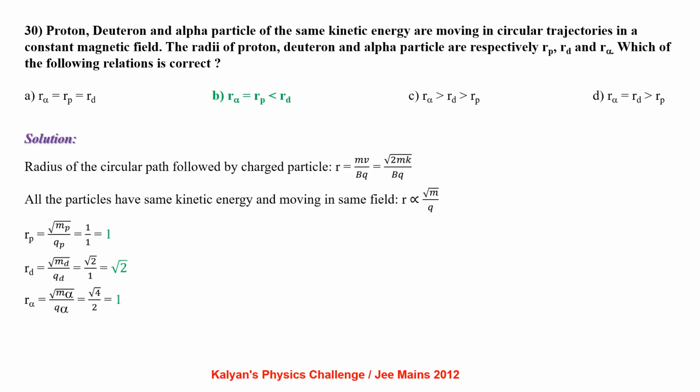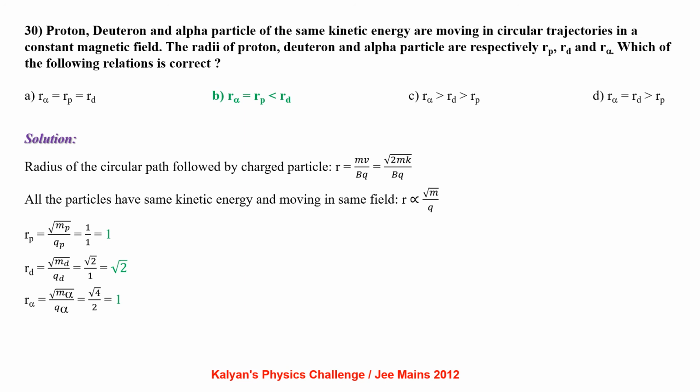Proton, deuteron and alpha particle of same kinetic energy are moving in circular trajectories in a constant magnetic field. The radii of proton, deuteron and alpha particle are respectively Rp, Rd and R alpha. Which of the following relations is correct? Radius of the circular path followed by a charged particle R equal to mv by Bq, that is root of 2mK by Bq. All the particles have same kinetic energy and are moving in the same field.